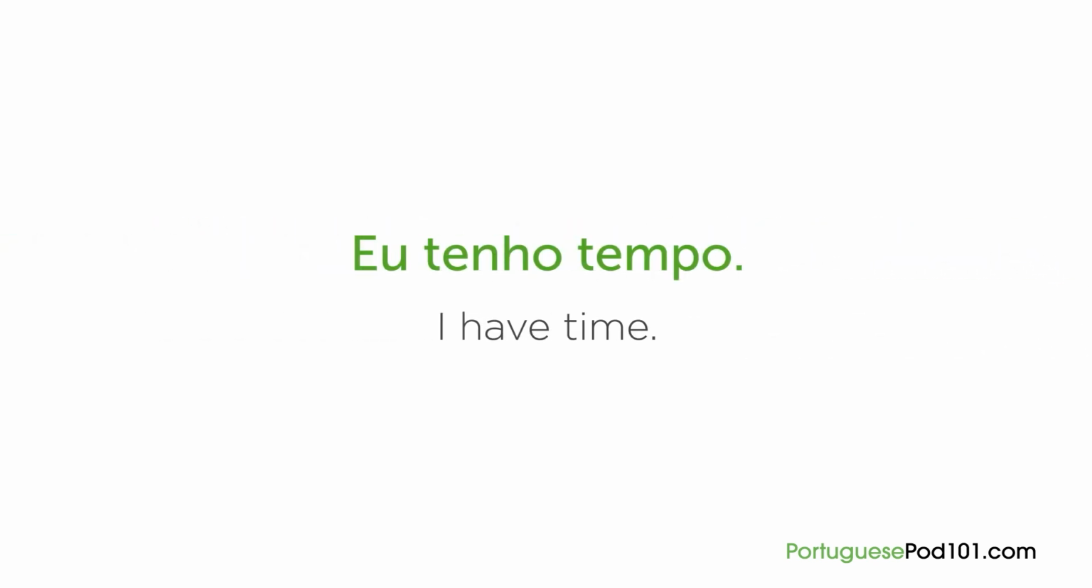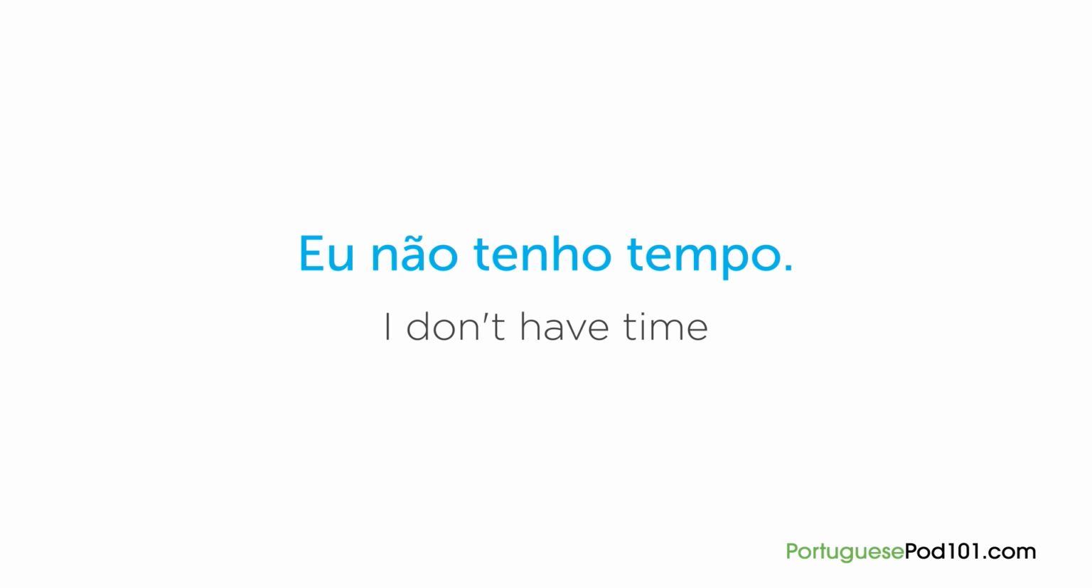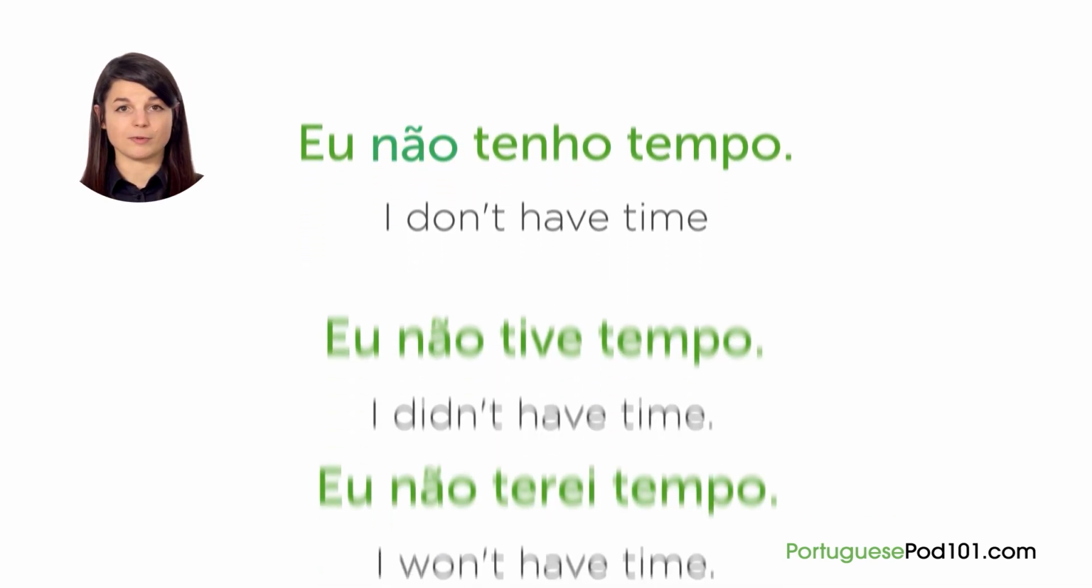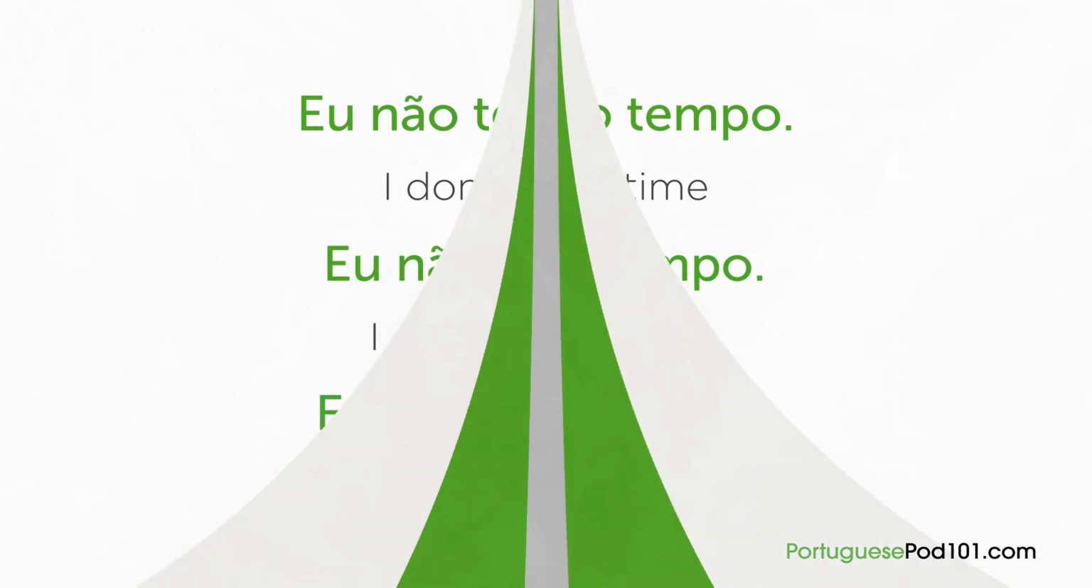Let's see another example with the statement. How can we make it a negative sentence with the word não? You try. Eu não tenho tempo. Well done! Notice that this negative word is not a verb, so it won't change according to verb tense. The verb changes, but the negative word doesn't, which is quite different from English. Eu não tenho tempo. Eu não tive tempo. Eu não terei tempo.